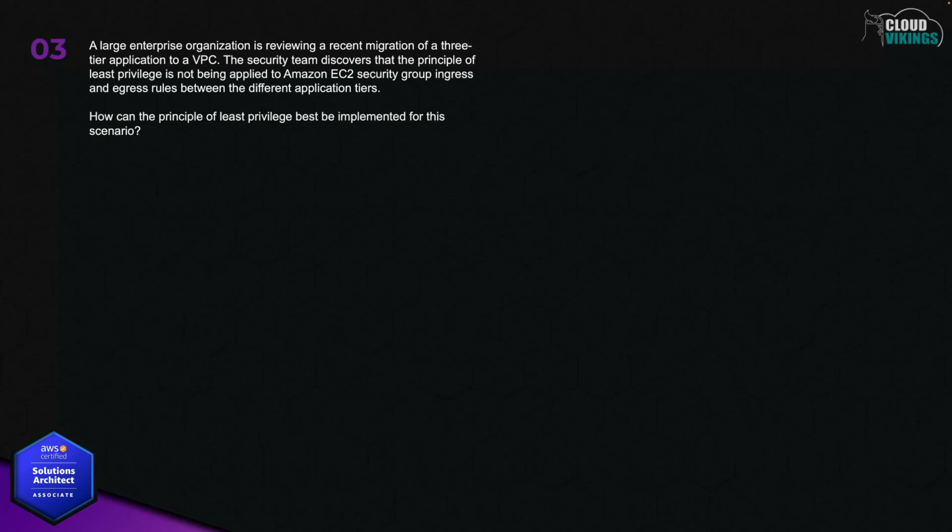Question 3. A large enterprise organization is reviewing a recent migration of a 3-tier application to a VPC. The security team discovers that the principle of least privilege is not being applied to Amazon EC2 security group ingress and egress rules between the different application tiers. How can the principle of least privilege be implemented for this scenario?